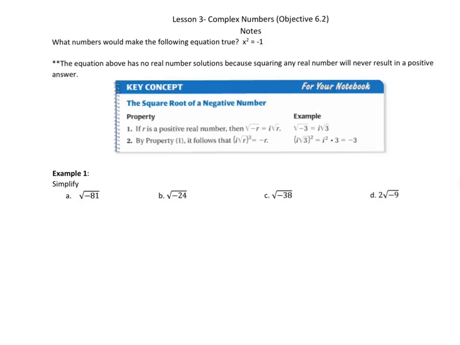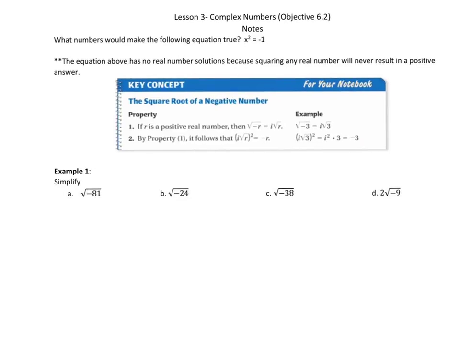This video goes over lesson 3 in your notes. It's over complex numbers. Basically, complex numbers exist when you have a square root of a negative number. So we're talking about i being defined as the square root of -1 and i squared equaling -1. Those are the two pieces of information you really need to know about imaginary numbers.